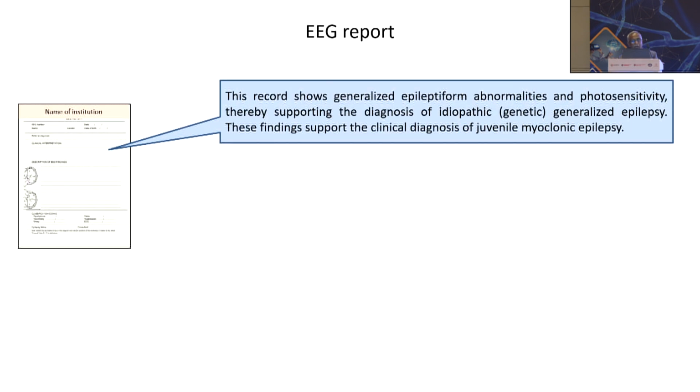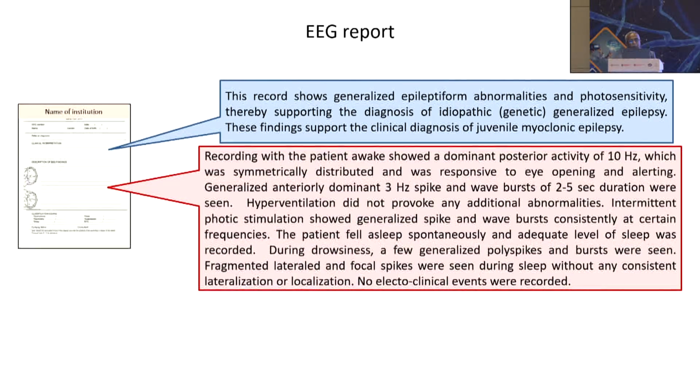Now, this is the report which I wrote. This record shows generalized epileptiform abnormalities and photosensitivity, thereby supporting the diagnosis of genetic or idiopathic generalized epilepsy. These findings support the clinical diagnosis of juvenile myoclonic epilepsy. And that is the body of the report.